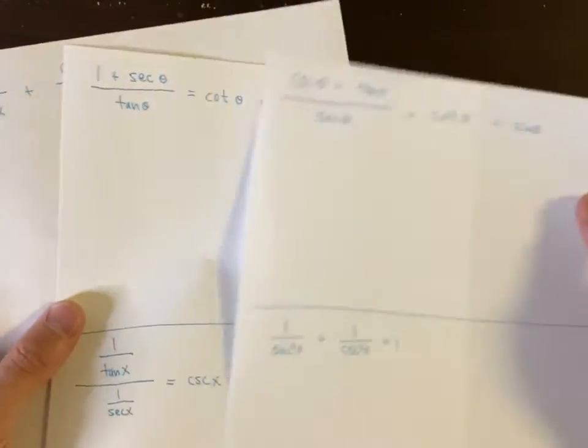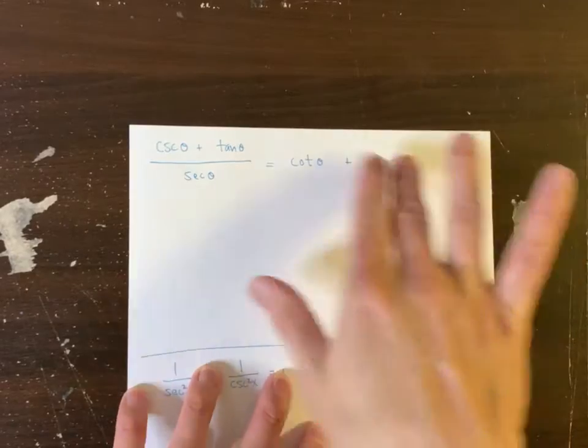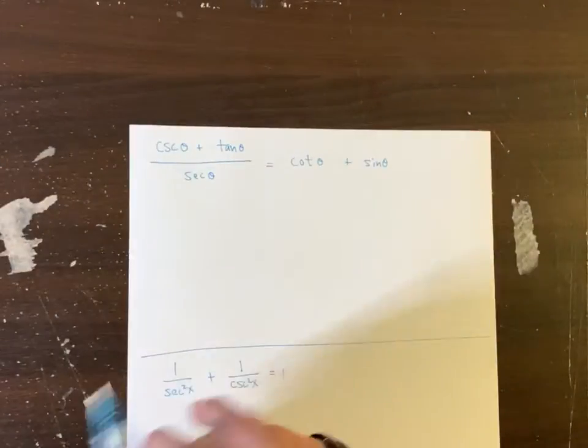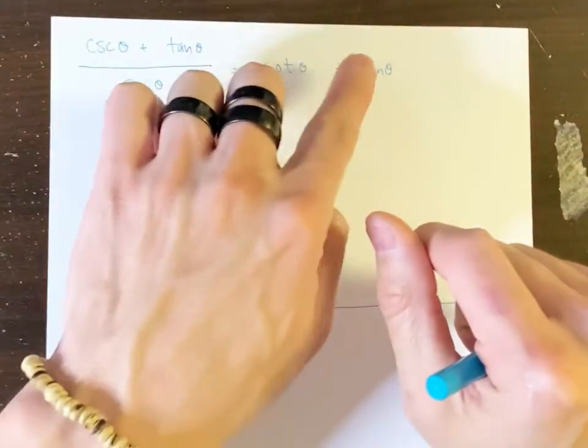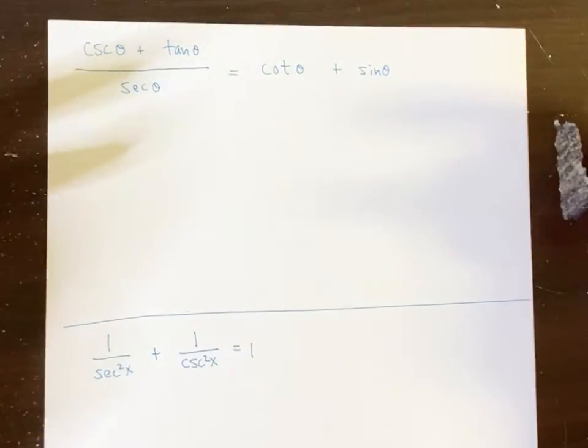So here we have 5 problems, and the directions are the same for all of them, and that is to verify this trig identity. So you have to make a decision. Do you want to turn this into that or that into this? You can only manipulate one side, and the other side has to remain untouched.